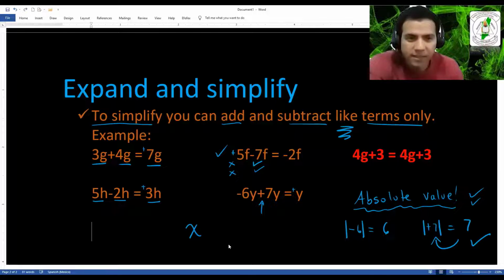We keep it as x. Any letter, if it's just 1, you just write the letter without the number. Now, if you are talking about 2x, then of course you need to write the 2. You need to write this coefficient 2. If it's a -1, you only write the negative sign.